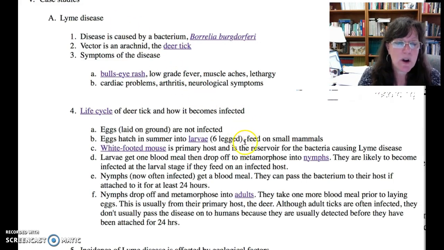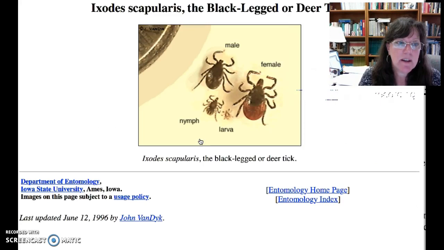Alrighty, so this just walks you through the same steps that I just showed you on the diagram. The eggs are laid on the ground. They're not infected at the time that they're laid. So when they hatch into larvae, they are free of the disease. And again, this shows you, in comparison to a coin, the size of the organism that we're talking about. So the larva is very, very tiny.